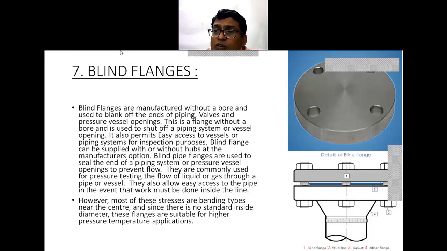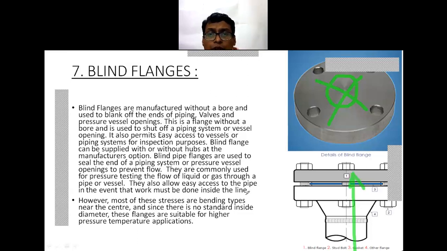Generally, a flange will have a bore, but for blind flanges, there is no bore available. So the further movement of the fluid is restricted. Fluid cannot pass through further. It will be restricted here only, up to this point. So this can be the ending of the pipes. This is a flange without a bore and is used to shut off a piping system or vessel opening. It also permits easy access to the vessel or piping system for inspection purposes.